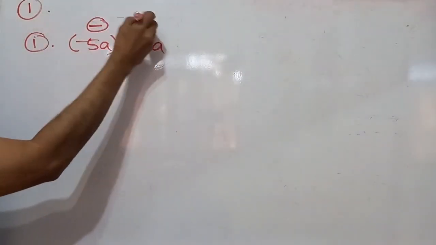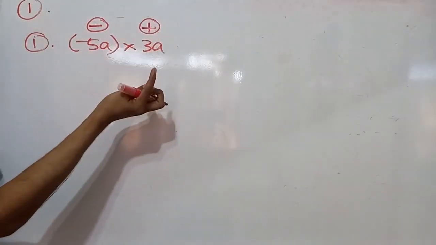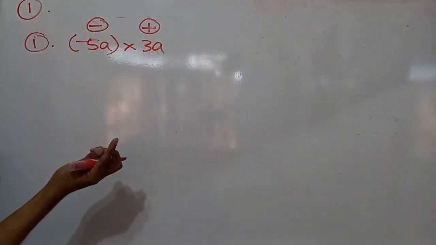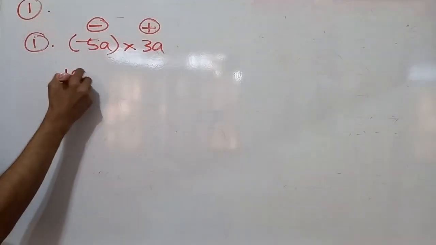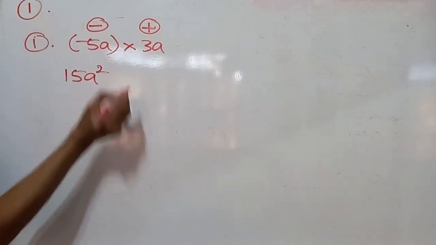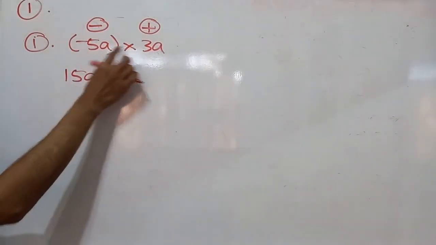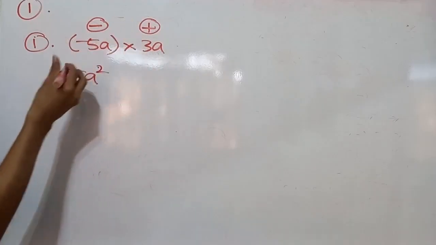Now here it is the same as before. So we have a negative one and a positive one. There is no symbol. That means what? This is positive. Right? So 5a into 3a, that is what? 15a squared. A squared, a times a. Negative into positive, negative.